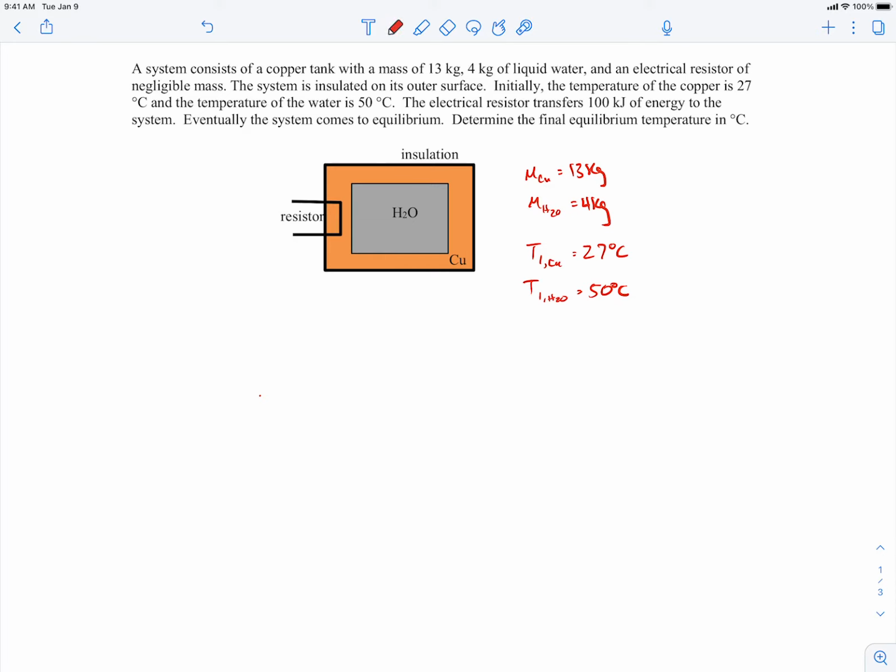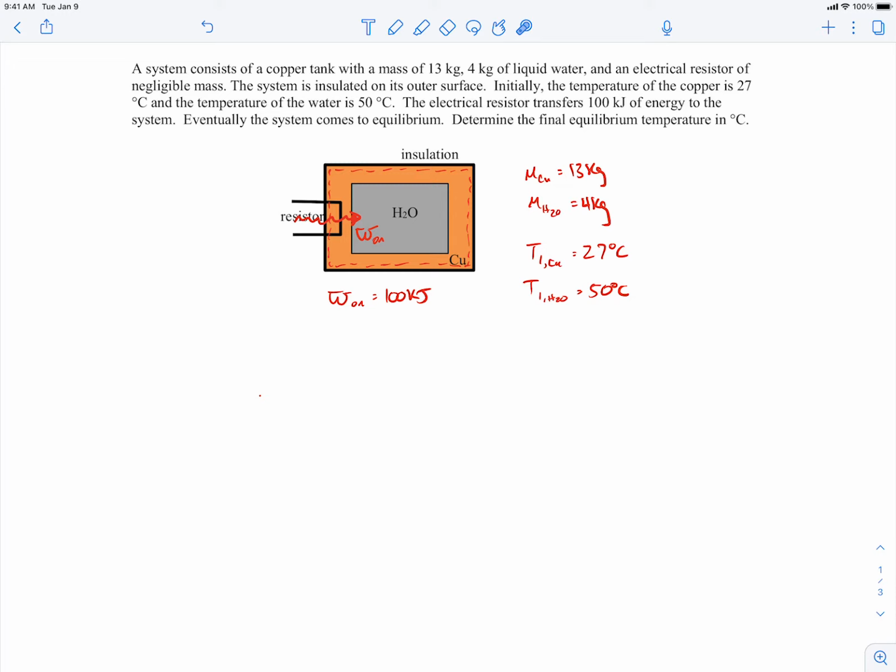Our system here will consist of the copper and the water. So I'm going to draw a dashed line just on the inside of the insulation to indicate that both the copper and the water are part of my system. And so the resistor is bringing in some electrical work that's being done on the system. So let's write that down. The electrical work on the system is 100 kilojoules. So that's electrical work that the electrical resistor brings in.